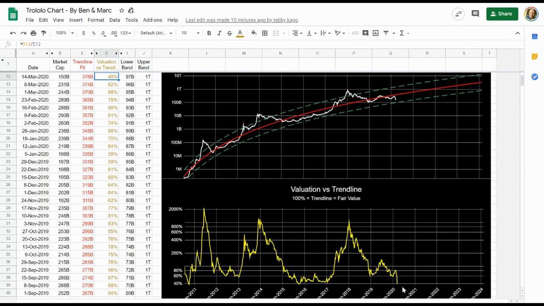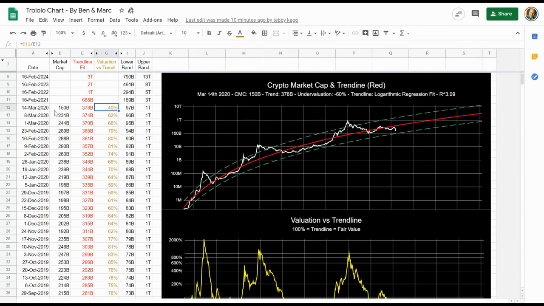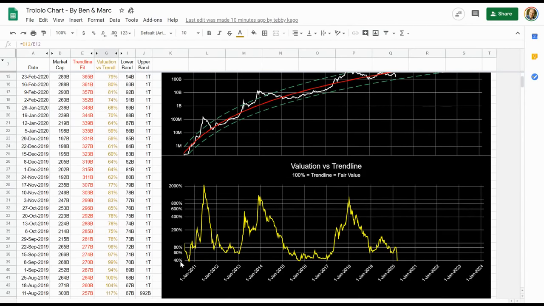All these patterns convinced me that the crypto market was way too bullish and was in for a big correction, because we can't keep going like this. The valuations were too high. We needed to make new highs in undervaluation, and now we finally did. With a current valuation of 150 billion, we are at 60%, which is 40% undervaluation.